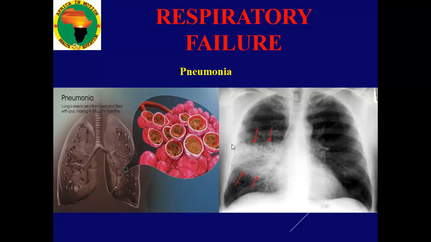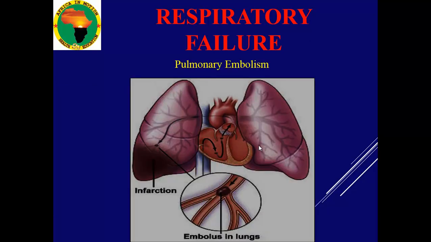You can see pneumonia, infection in the lung. Sometimes infection can be very bad. It can affect both lungs. It can be bilateral. This one was segmental, in the middle lobe of the right lung. Pneumonia can be a cause of respiratory failure as well.